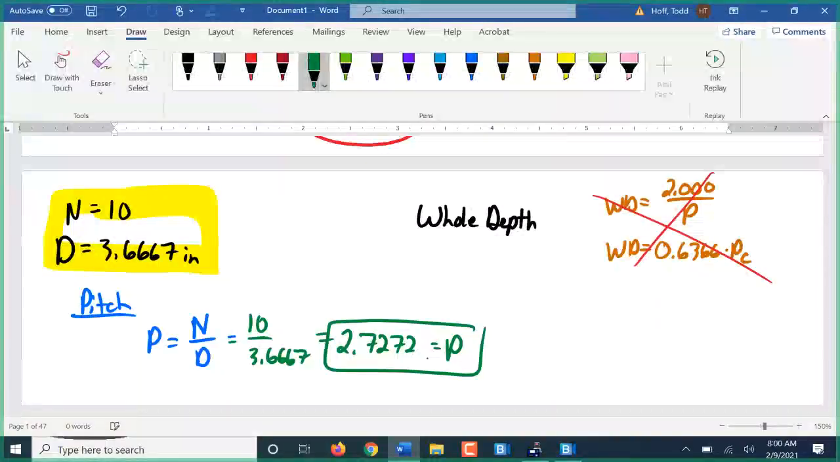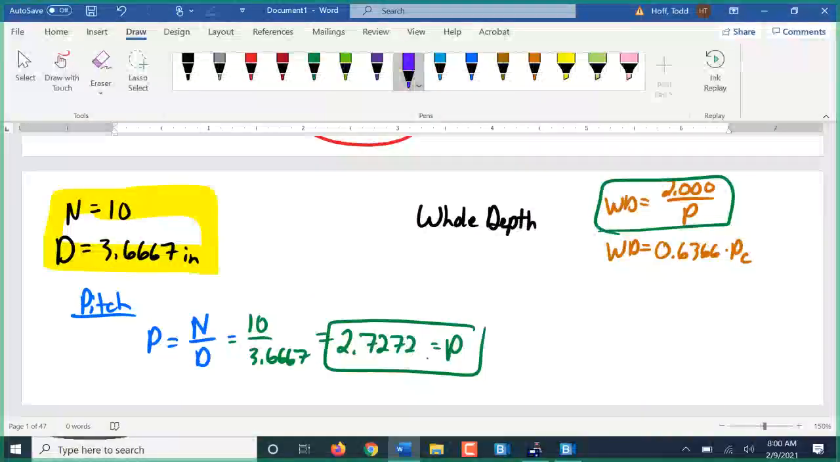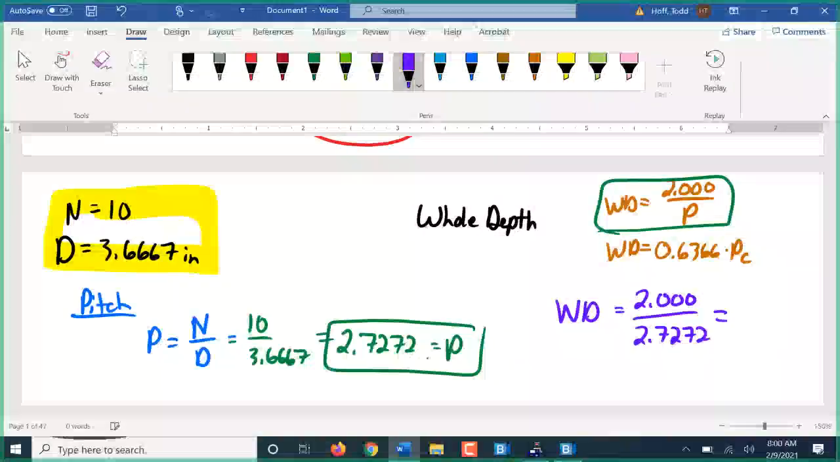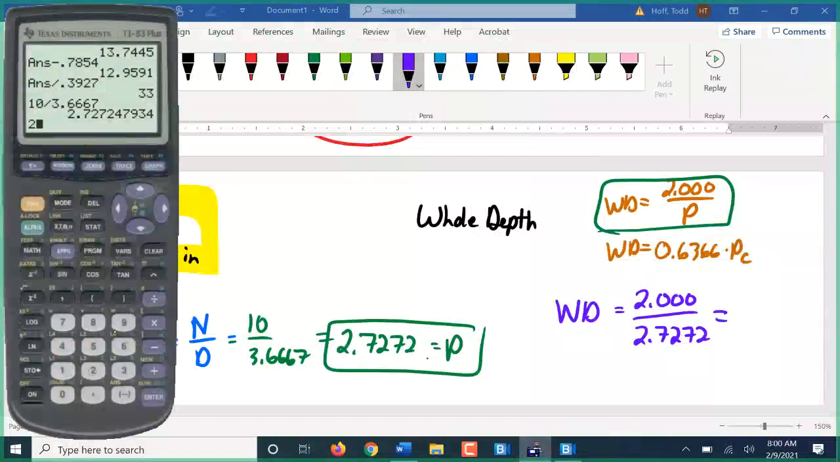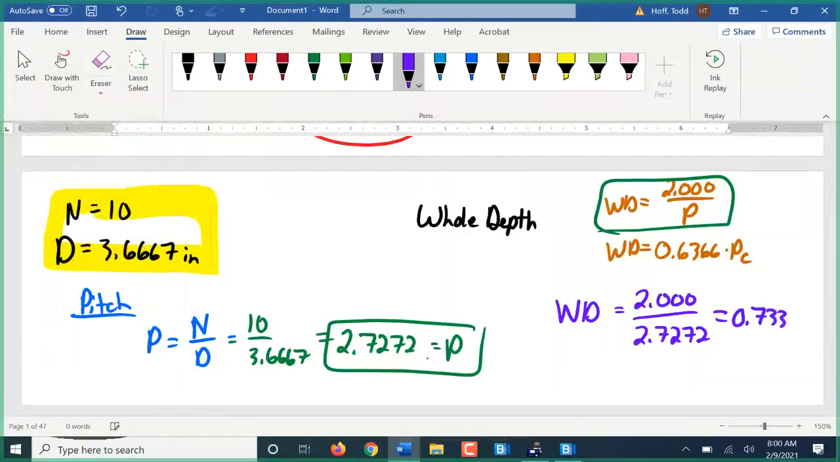Well, if I know the pitch, now I can come back here to working depth. This first formula for working depth was 2.000 divided by the pitch, or the hole depth, I should say. So the hole depth, 2.000 divided by that pitch of 2.7272. So on my calculator, divide that out, 0.7333 inches is my hole depth. So that's saying basically how big the tooth is there.